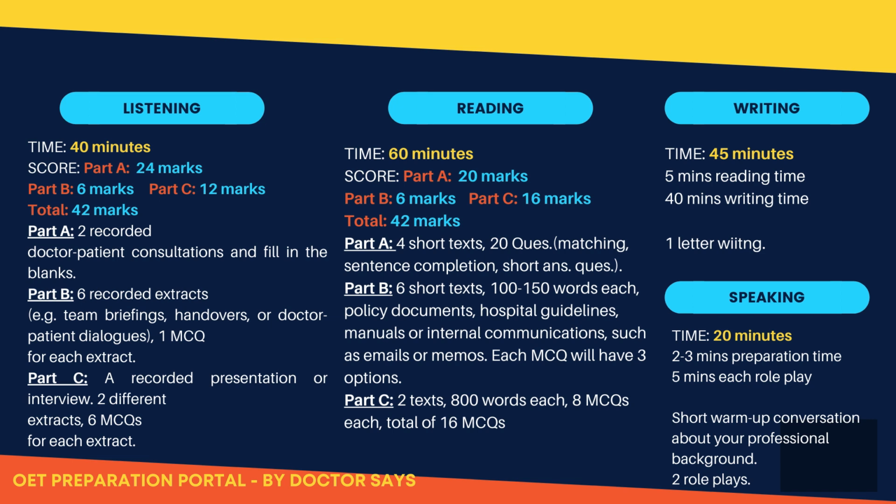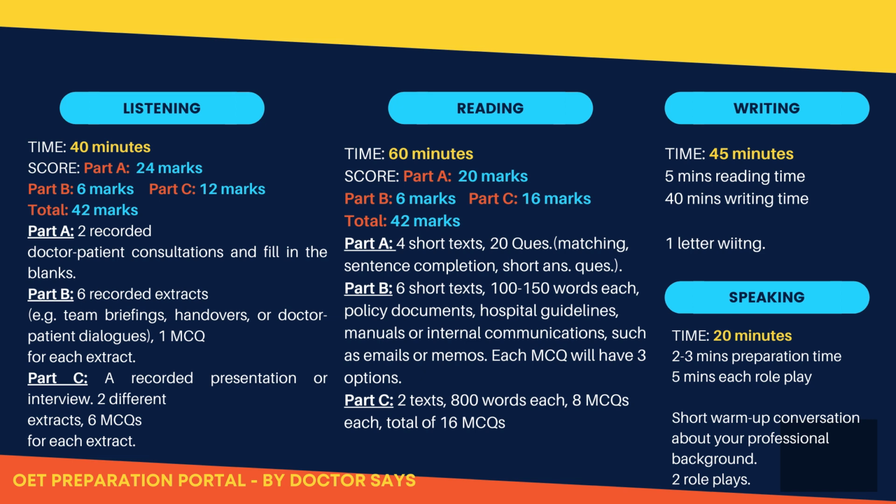And in part C, you have 2 texts, and they're going to be lengthy. One text is going to be about 2 pages, with a lot of paragraphs, and there are 8 MCQs for each text. So in total there are going to be 16 MCQs in part C, and you need to select the appropriate option according to the comprehension of the text provided to you.